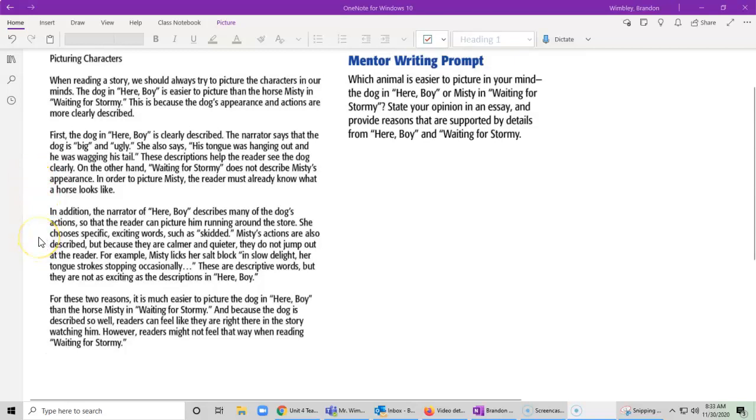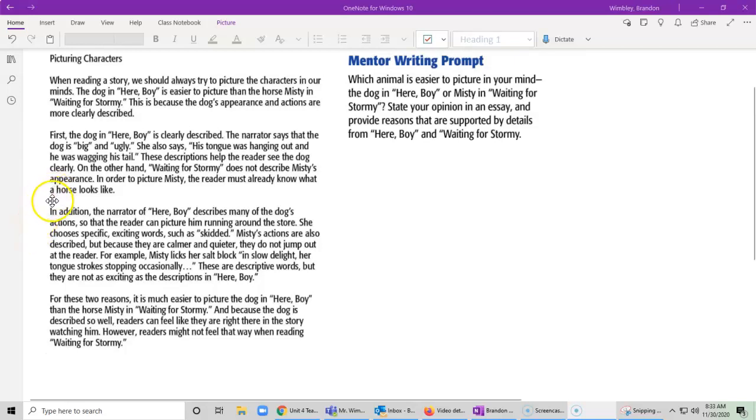Paragraph 3. In addition, the narrator of Here Boy describes many of the dog's actions, so the reader can picture him running around the store. She chooses specific, exciting words such as skidded. Misty's actions are also described, but because they are calmer and quieter, they do not jump out at the reader. For example, Misty licks her salt block in slow delight. Her tongue strokes, stopping occasionally. These are descriptive words, but they're not as exciting as descriptions in Here Boy.